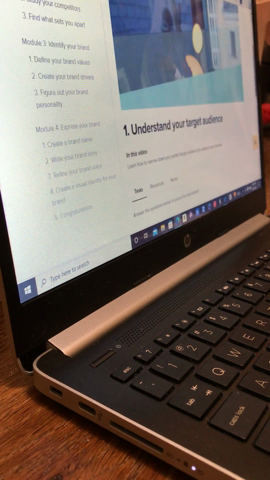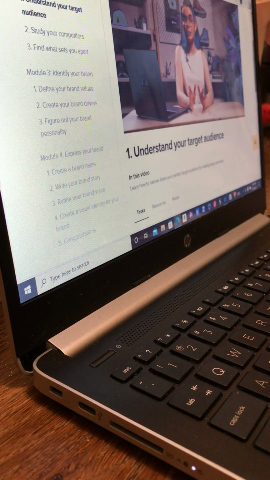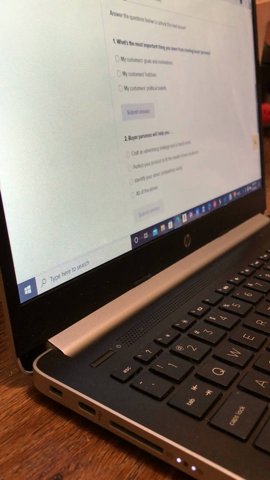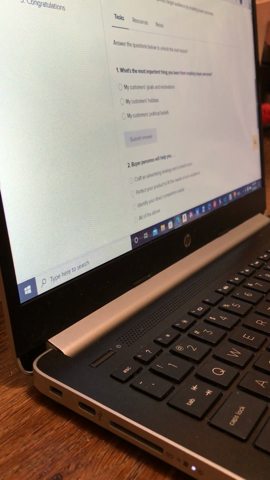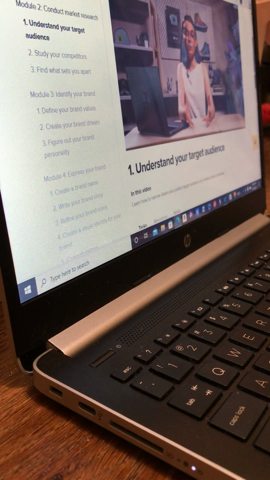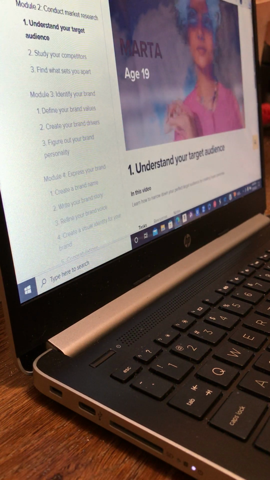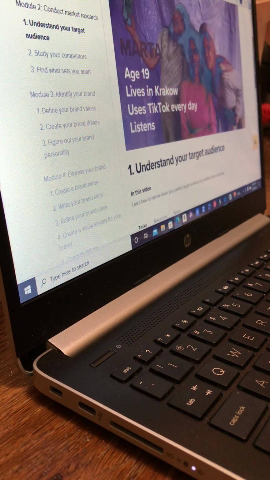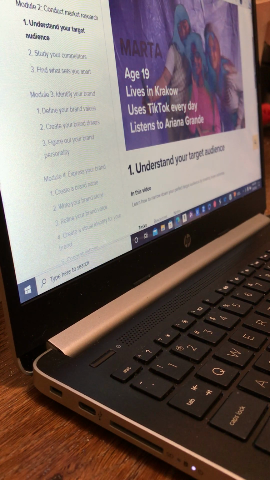your business. If you already have a business, use your existing customers to build this persona. Send out short customer surveys or go to social media to gather information about what kind of people your customers are. But if you don't have a business yet, a helpful approach is to create buyer personas. These are fictional characters you create in order to bring your target audience to life. It's much easier to understand the wants and needs of, let's say, 19-year-old Marta from Krakow, who spends too much time on TikTok and loves Ariana Grande, than of a mysterious, unnamed Gen Zer.